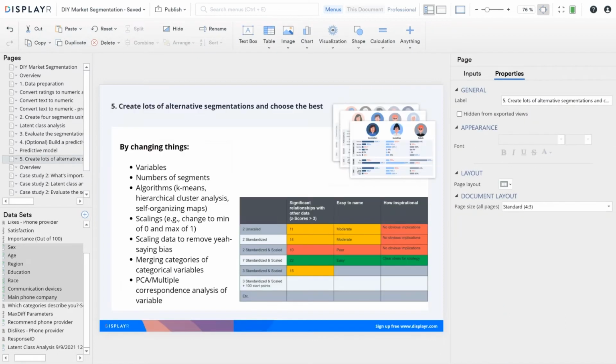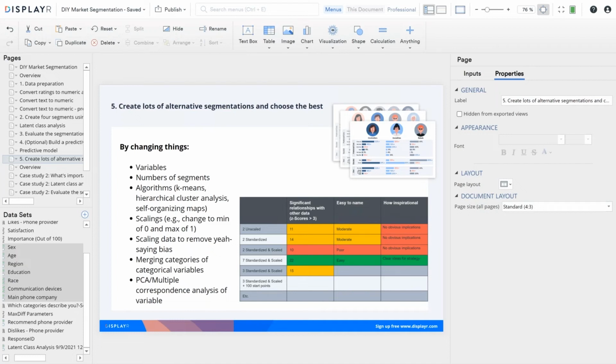So we're up to step 5. And this is where all the time goes. You want to create lots of alternative segmentations and choose the one that's best. Now, we've already created 2 segmentations. We created one using the satisfaction data, the open-ended data, and the importance data, and then a better segmentation just using the importance data. We can play around with different variables and come up with more segmentations.